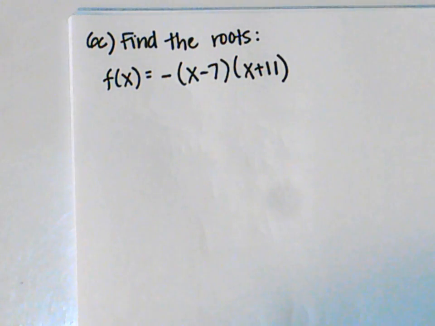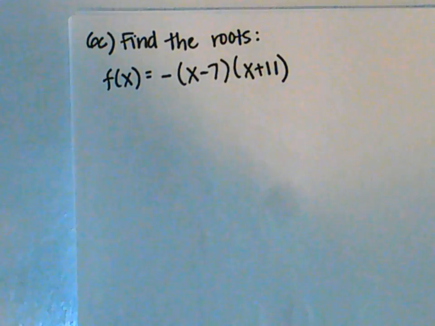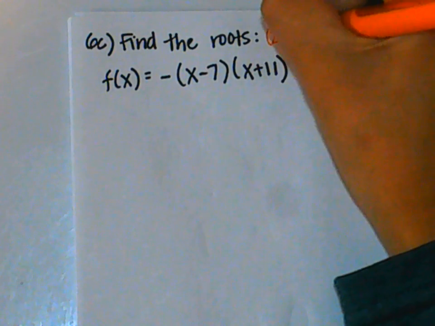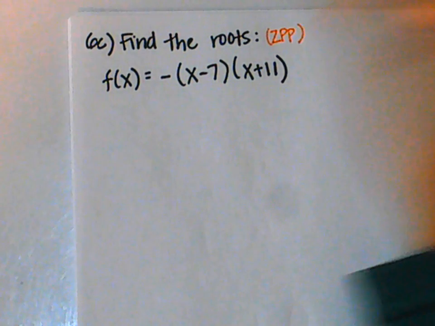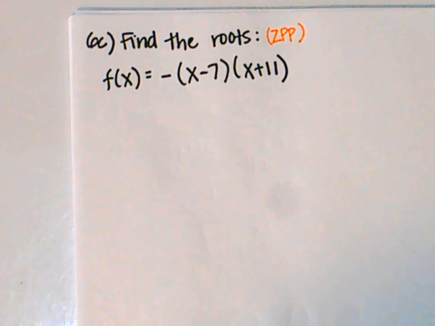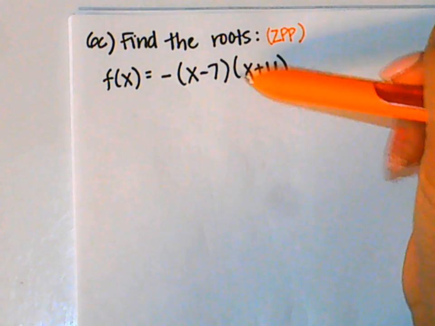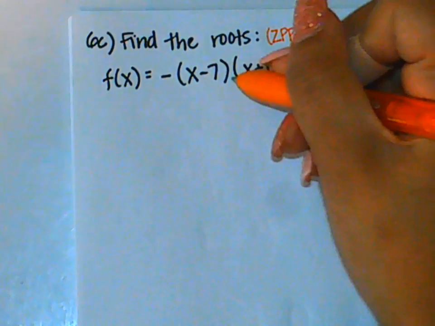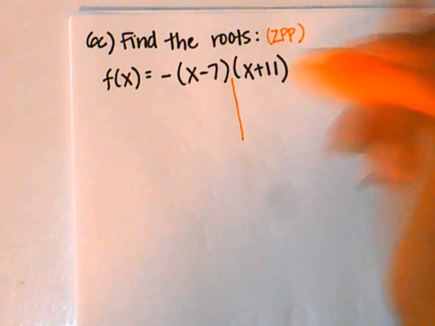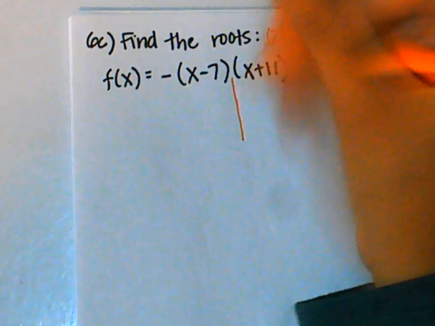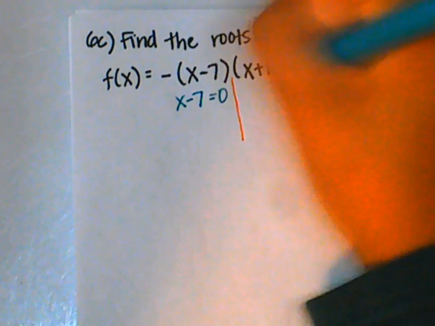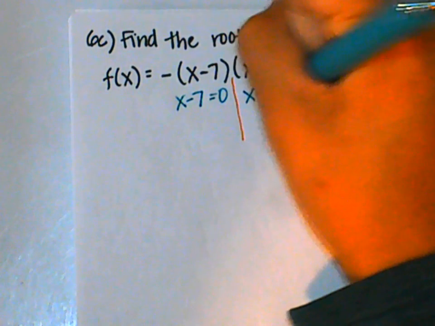With this one, it's asking us to find the roots. When it wants you to find the roots, what it's actually asking you to use is the zero product property. Now remember, the zero product property says that you want to know where this equals 0. In order for something to equal 0, that means that one or both of your factors must equal 0. So I'm going to set each one of these things equal to 0. X minus 7 is 0. X plus 11 is equal to 0.